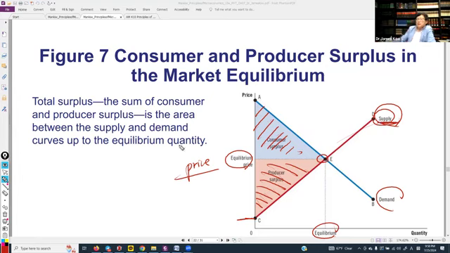Total surplus is the sum of consumer and producer surplus combined together. It is the area between the supply and demand curves up to the equilibrium quantity. Equilibrium quantity here.